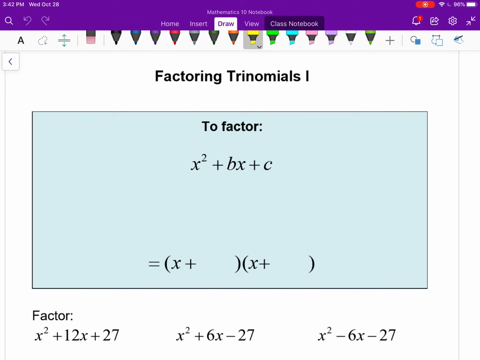And the key thing today is that most of the time there will be no coefficient in front of the x squared, which means there's like a 1 right there. If there is a coefficient in front of there, we'll talk a little bit about that today. But especially as things get more complex, we need a separate lesson for that.